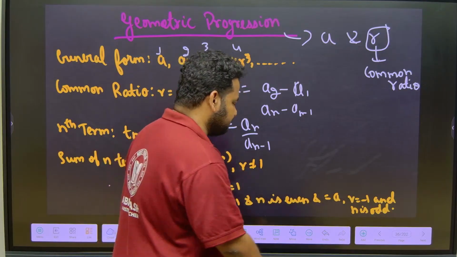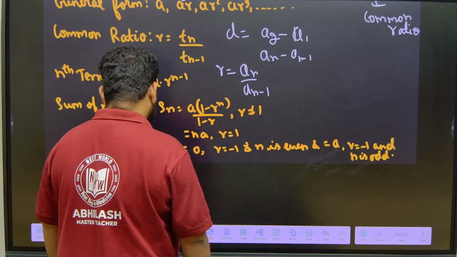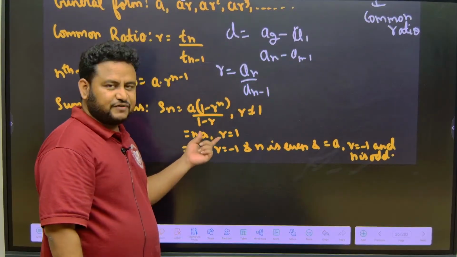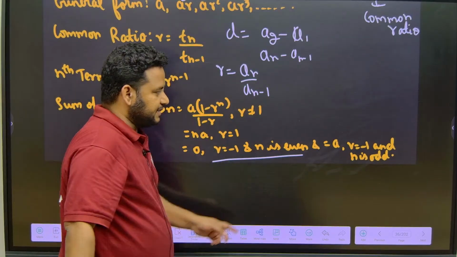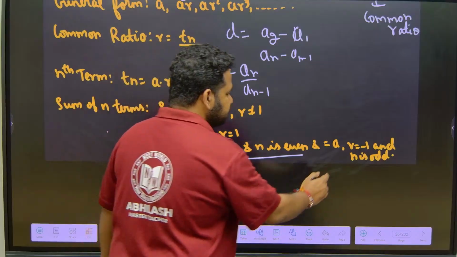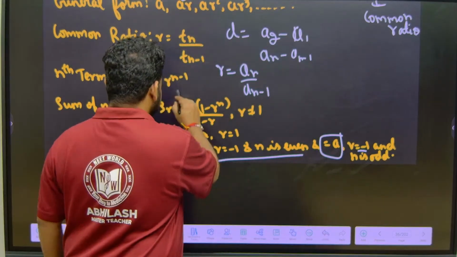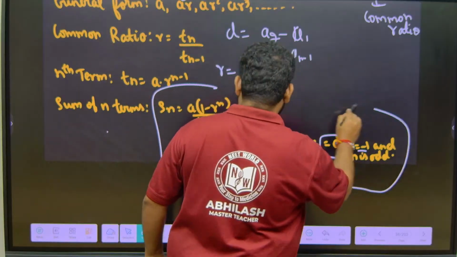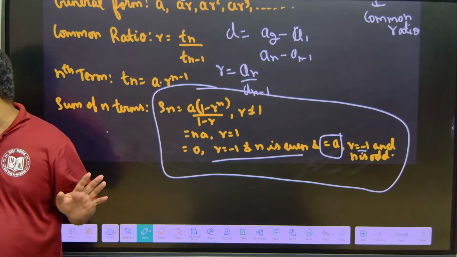So please keep this in mind. Let me repeat. The sum of n terms is equal to n times a if r is equal to 1. It is equal to 0 if r is equal to minus 1 and n is even. When n is odd and r is equal to minus 1, it is equal to a. Please remember this note, it is very important and highly important. Got it?